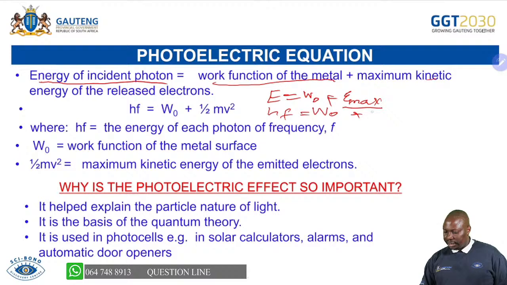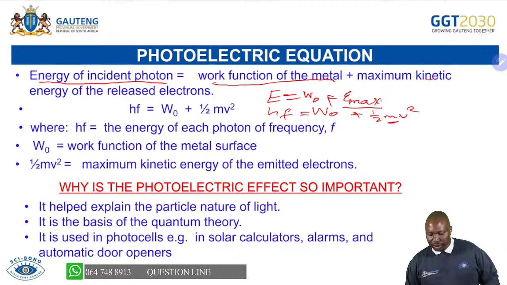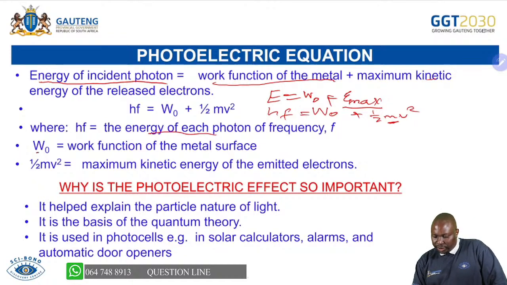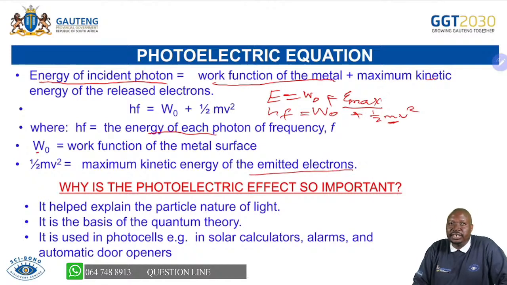Maximum kinetic energy is the same as half mv squared max, where the mass is the constant. So that is another form of the equation, where hf is the energy of a photon, W0 is the work function, and half mv squared is the maximum kinetic energy of the emitted electrons. Why is the photoelectric effect important?